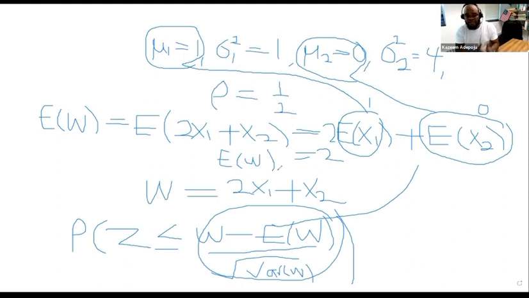Now that I've got the expected value of W equal to 2, I want to find the variance of W.